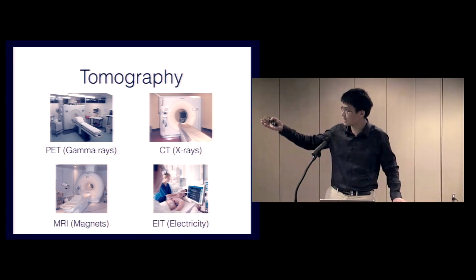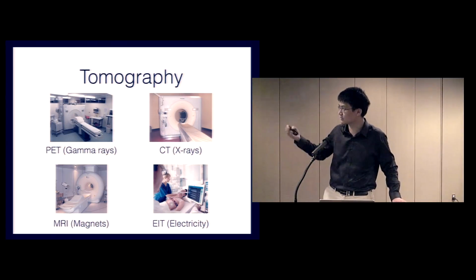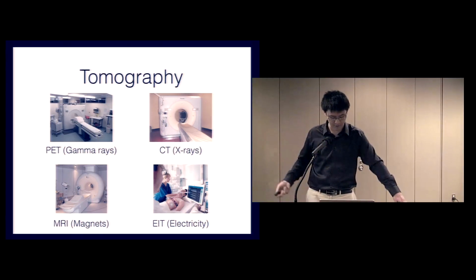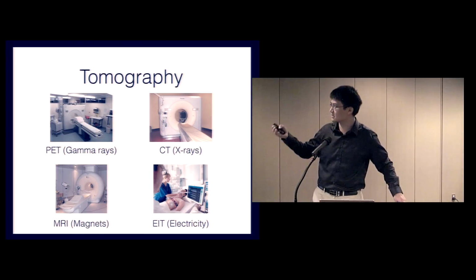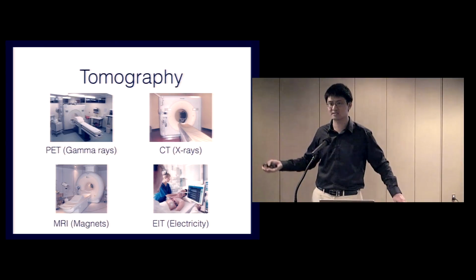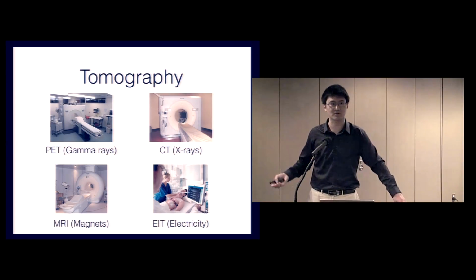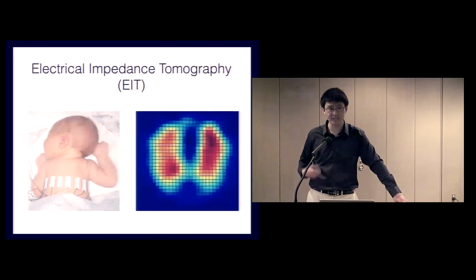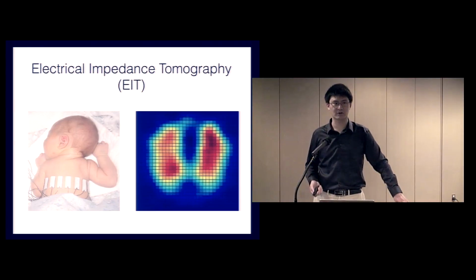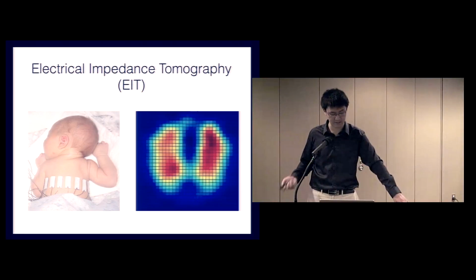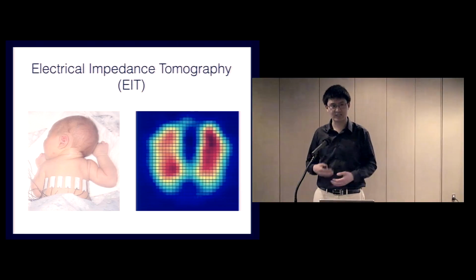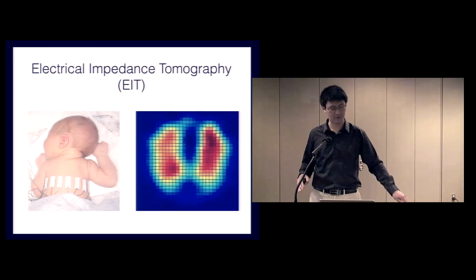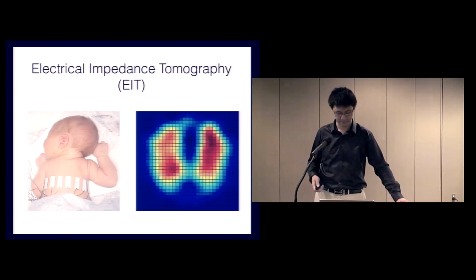And here you can see the pictures of the machines for each approach. Now, for the first three, you can see that the machines are really big, very expensive, and probably pretty hard to miniaturize. They use fairly high energies. EIT, on the other hand, has much simpler requirements. Instead of radiation or strong electromagnets, EIT requires only electrical current. That's very easy to generate and sense. And furthermore, EIT can operate with a very low level of current, making it very safe.